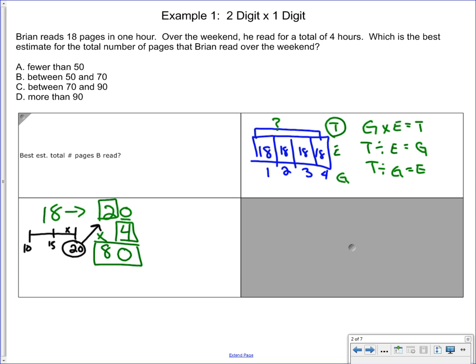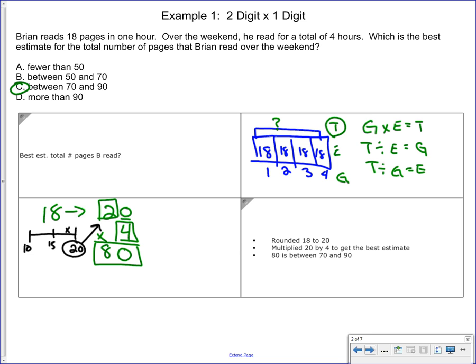And let's see, that is right here. It's between 70 and 90. That's where 80 is. So how did we solve it? We rounded 18 to 20, and then we multiplied 20 by 4 to get the best estimate. And 80 is between 70 and 90. Okay. Next example.